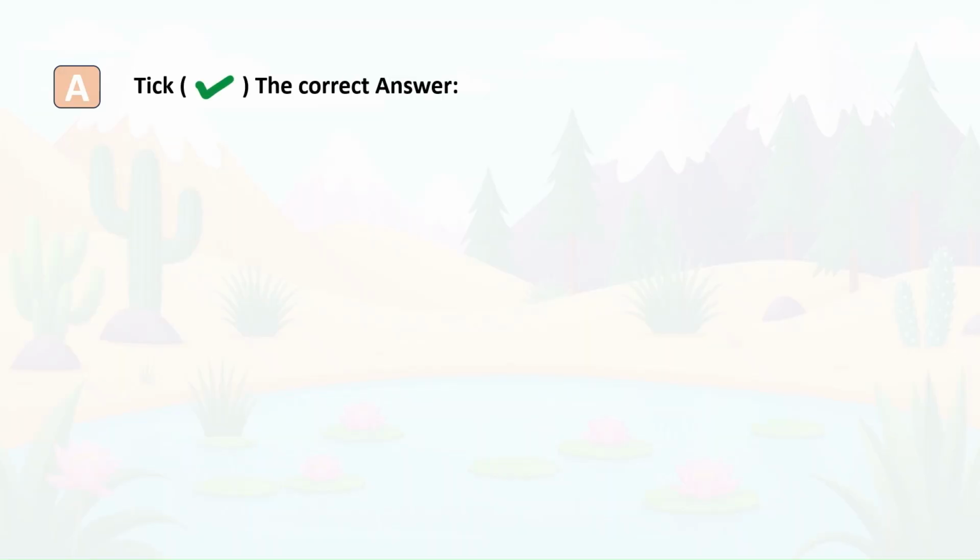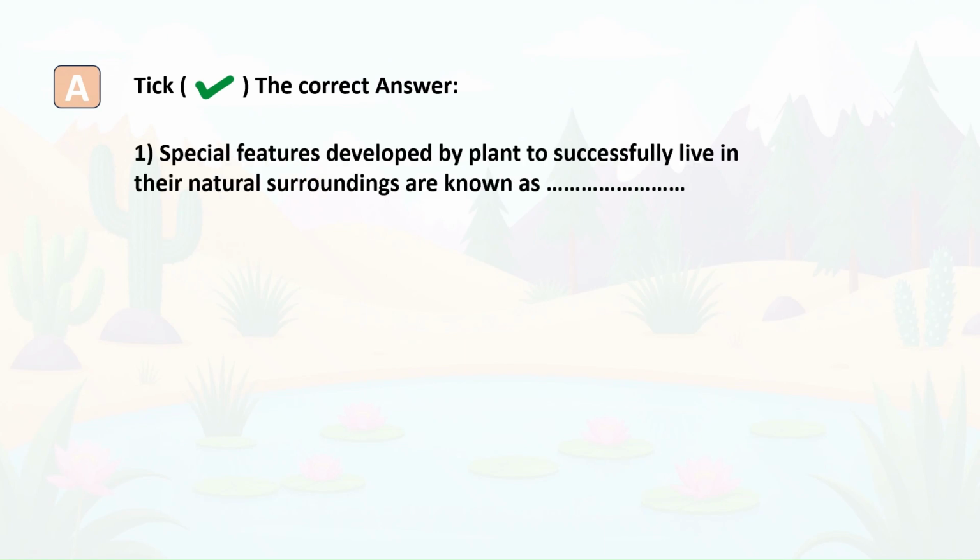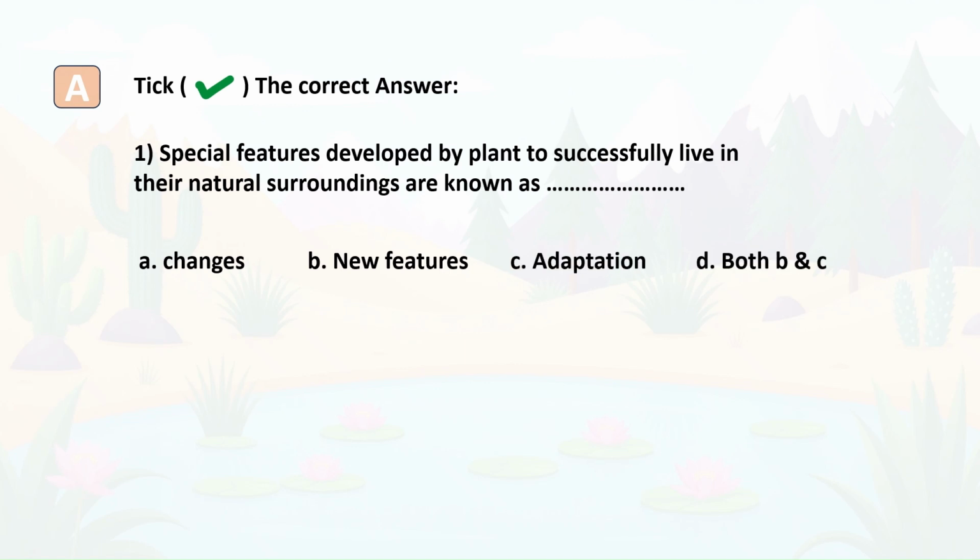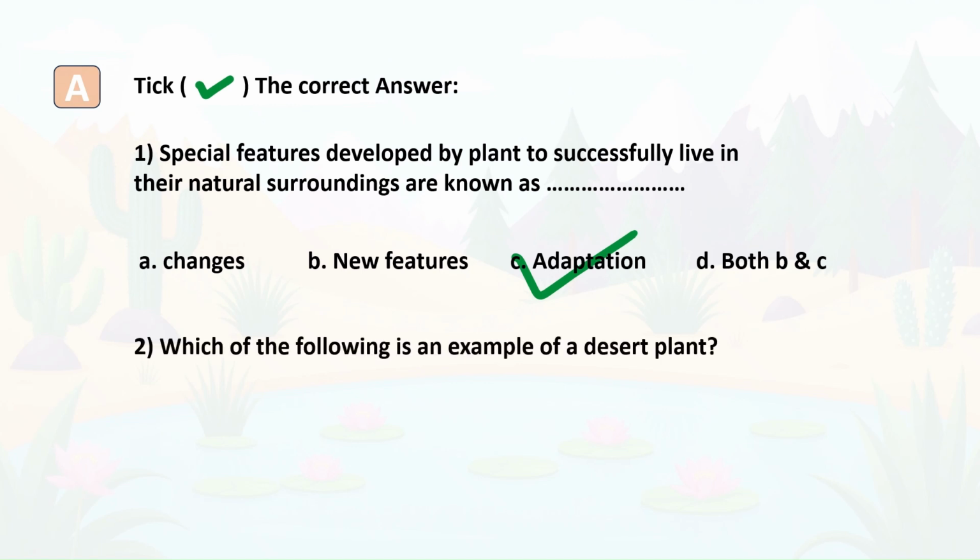A. Tick the correct answer. 1. Special features developed by plants to successfully live in their natural surroundings are known as A. Changes. B. New features. C. Adaptation. D. Both B and C. The correct answer is C. Adaptation.